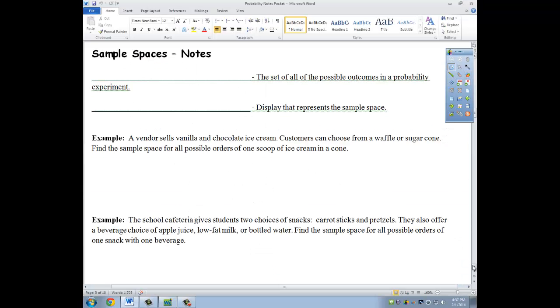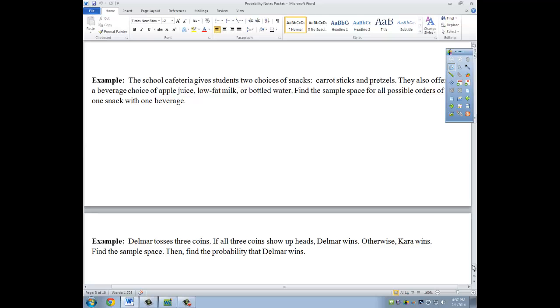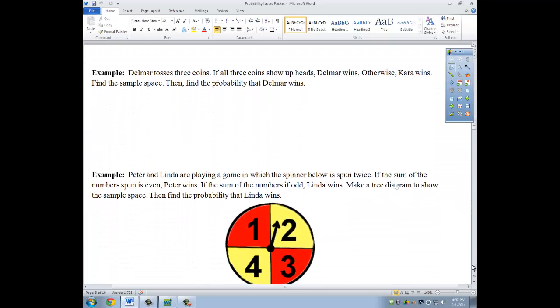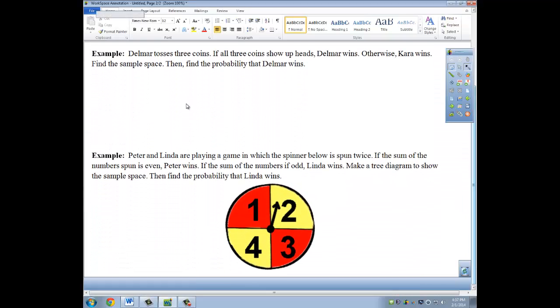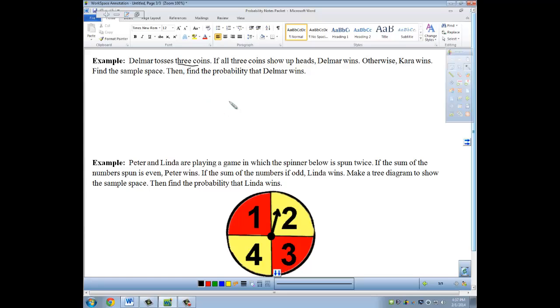Okay. On the next page, another example says Delmar tosses 3 coins. If all 3 coins show up heads, so we're looking for heads, Delmar wins. Otherwise, Kara wins. Find the sample space, then find the probability. So they're asking us to do 2 things.